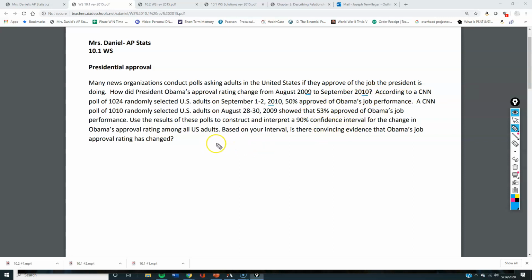All right, so we're going to state, plan, do, conclude. State. We're going to say that we are looking. Our null hypothesis is that P09 is equal to P10, right? The alternative hypothesis is: is there convincing evidence that its approval rate changed? All right, so we're doing a confidence interval. Oh, so I guess this is what I'm trying to find, but this is not the best way to do it. Where P09 is the 2009 approval rating and P10 is the 2010 approval rating. Okay?